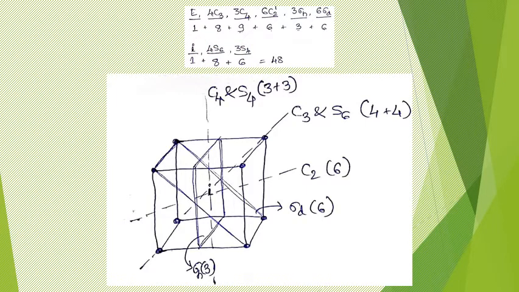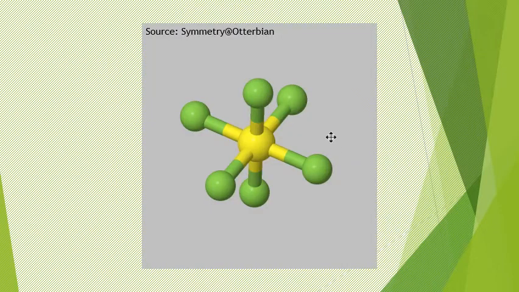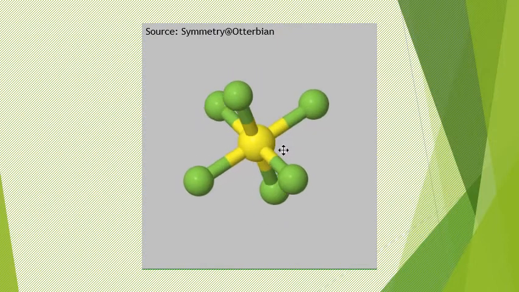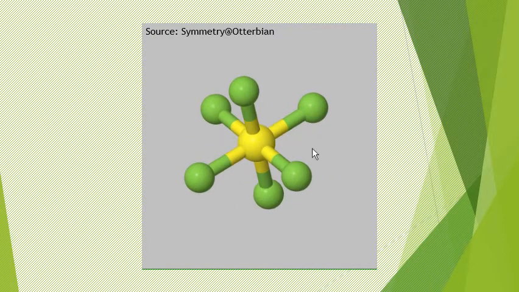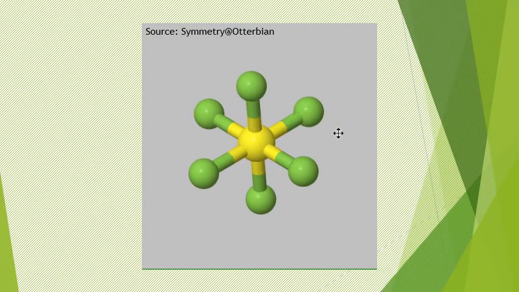Now let's try to see this on an SF6 molecule. SF6 is essentially an octahedral molecule. Let's try to understand all this on an SF6 molecule. So this is the SF6 molecule, which is an octahedral molecule, and it goes to the Oh point group. Now let me demonstrate all the different possible operations in this case.